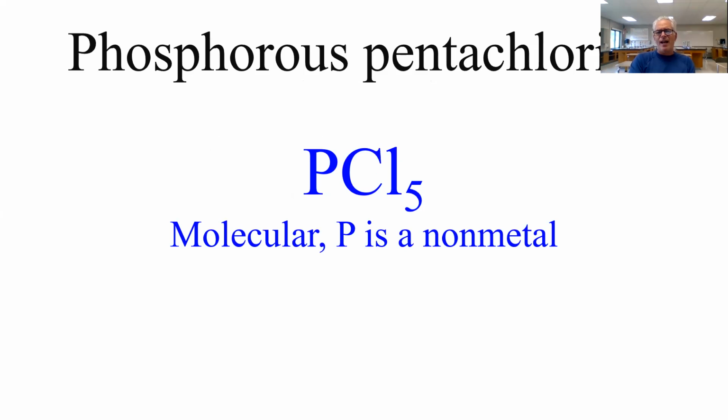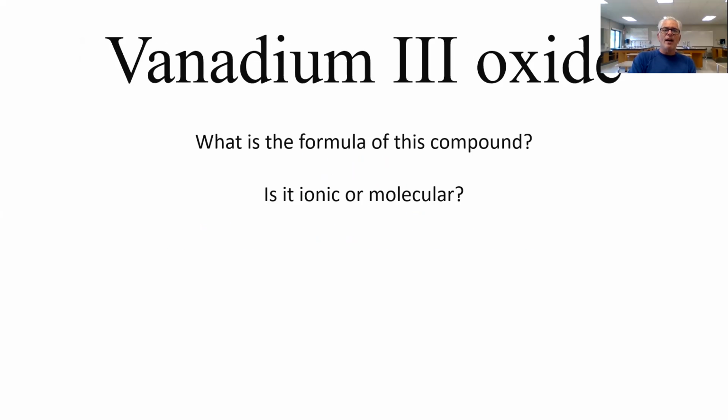Normal people don't talk like that. You got to learn to be less normal. You got to learn to be more chemical. You got to be more like me. PCl5. Phosphorus pentachloride.